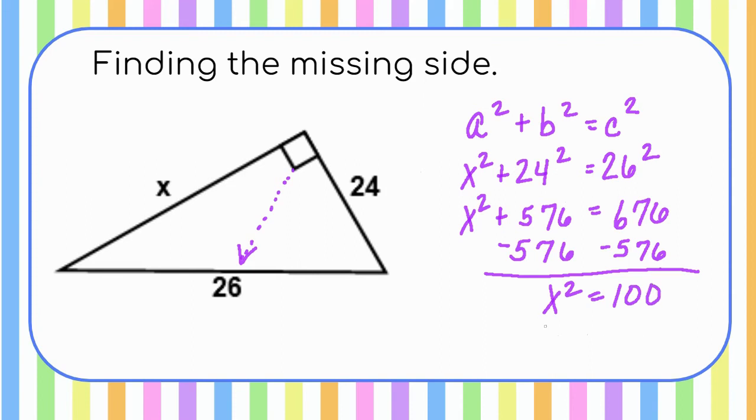And then you want to take the square root of both sides. So we're going to take the square root of both sides, square root of 100 here, and that's going to give you that x is 10. So our missing side here is 10. And I want you to see the steps with the Pythagorean theorem as we try to get one of the variable by itself.